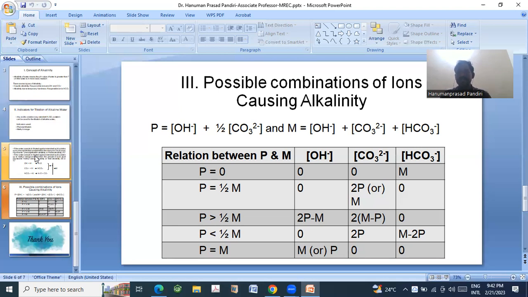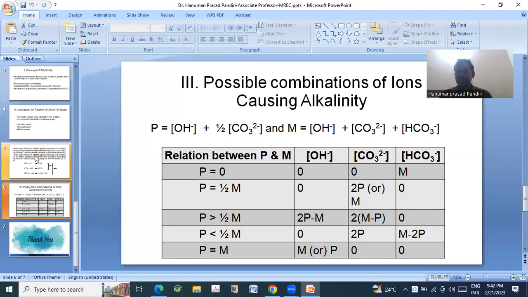And the second relation we discussed is P equal to half M. Here, OH⁻ concentration is 0 as well as HCO3⁻ concentration is 0. And CO3²⁻ concentration is either 2P or M. So, if P equal to half M, the one and only ion responsible for alkalinity of water is carbonate, CO3²⁻. And its concentration is either 2P or M.